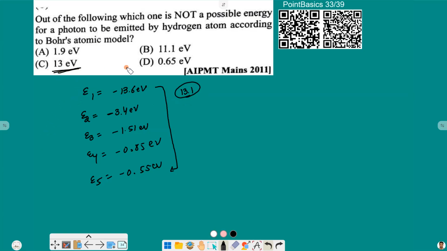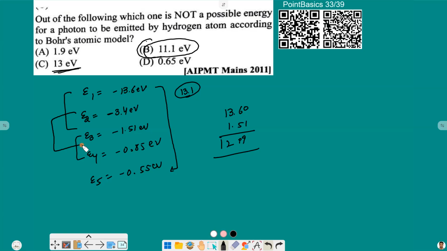Now, if we take the energy difference between first and third, that will be 13.6 minus 1.51, so that will be 12.09. So 12 is possible, and between first and second we have 10. So option B is not going to be possible here. For option D, we have 0.65 energy difference, that is possible between third and fourth. And 1.9 is possible between second and third. So we can say option B is not possible here.